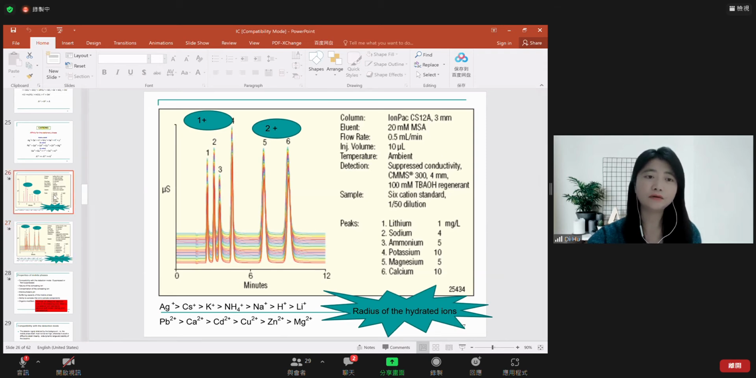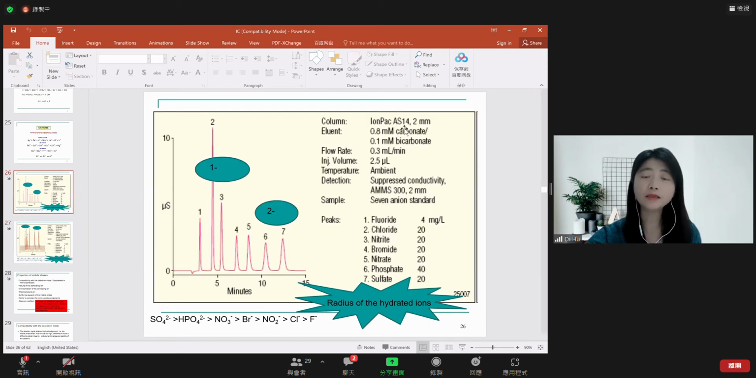And this is a very typical column used for anion exchange, and this one is quaternary amine, which is a strong ion exchanger, right? And we see that the elution solution is quite typical, the bicarbonate and carbonate buffer. Both of them use suppressed conductivity for detection.